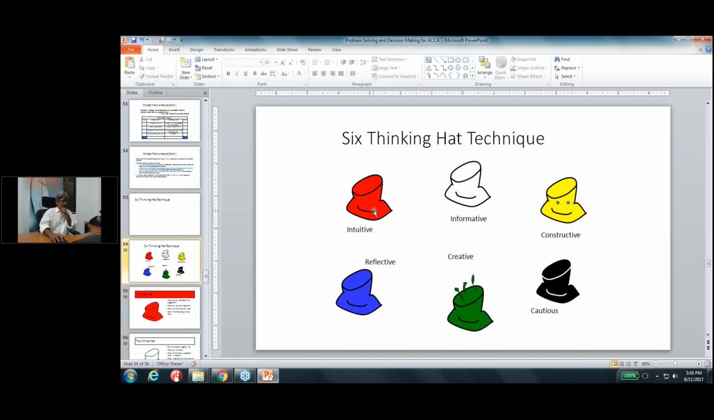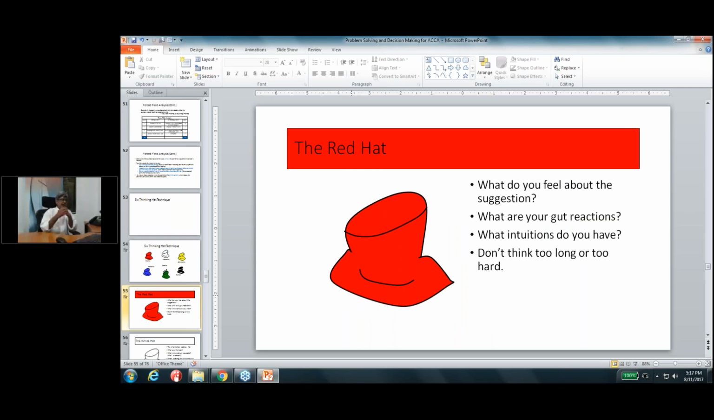One is the red one, the white one, the yellow, black, green, and the blue one. The red one is intuitive, this one is informative, this one is constructive, this one is cautious, this one is creative, and this one is reflective. Let's go through them one by one very quickly, and we'll see the red hat.